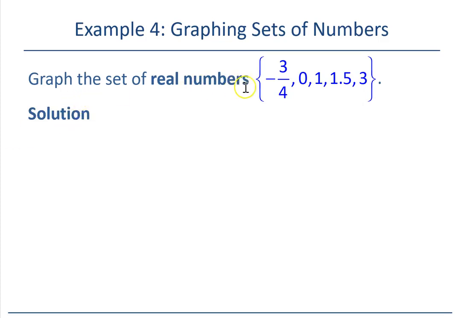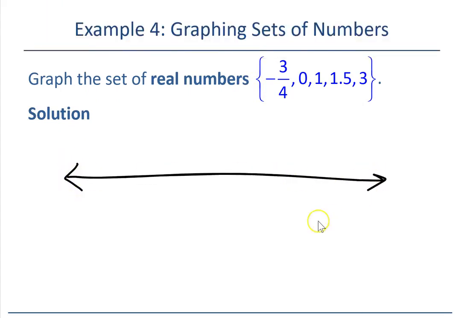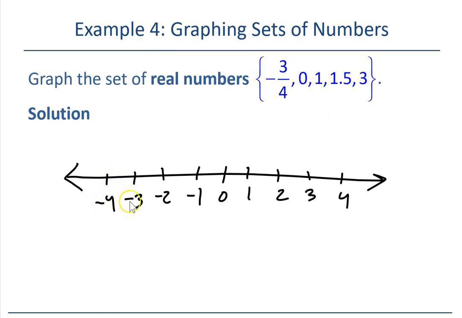Okay, graph the set of real numbers. It's supposed to be another graphing problem, so we can just kind of come in here, just grab our pen, simple graph, just draw that. Got 0, 1, 2, 3, 4. Remember your negatives go to the left. -1, -2, -3 was my largest number. We don't have to go that far.